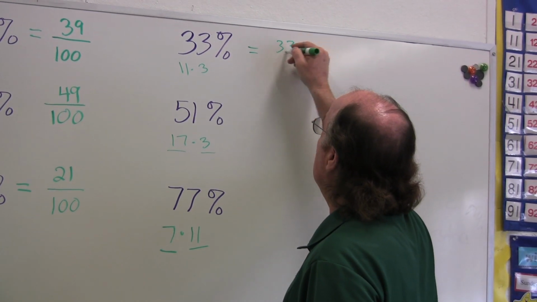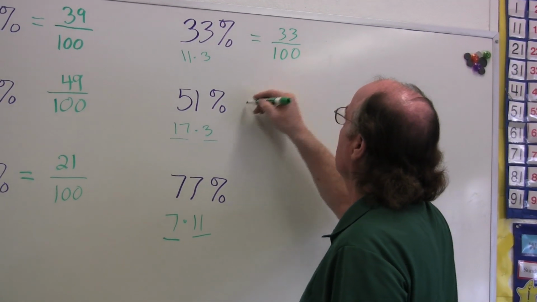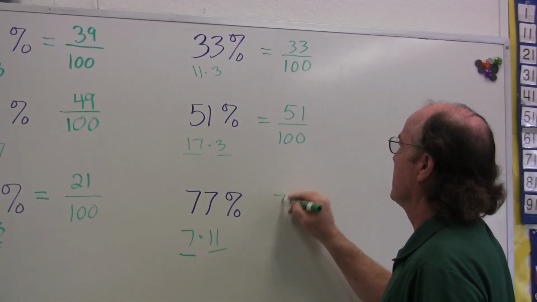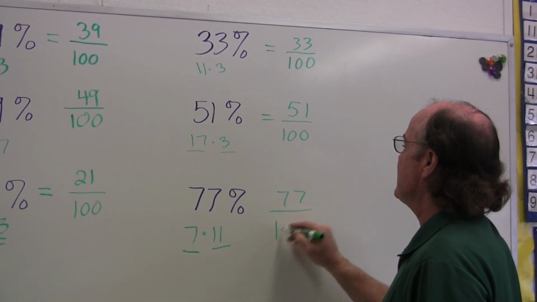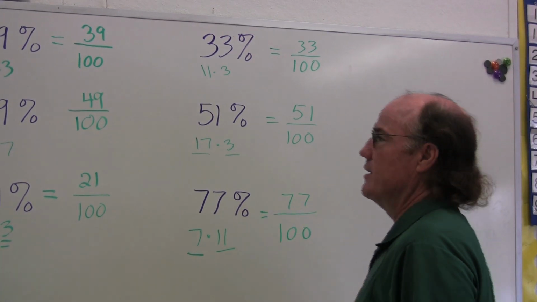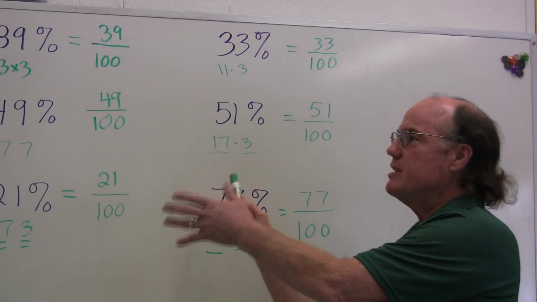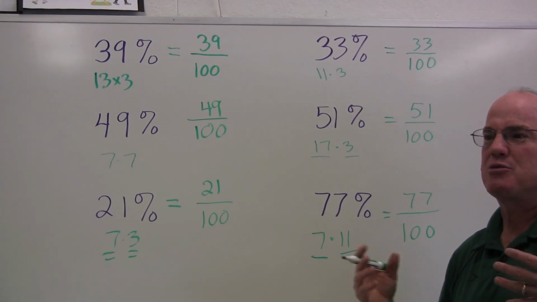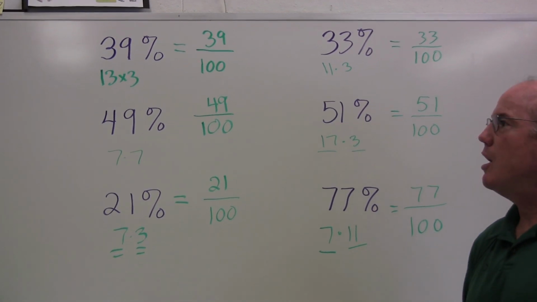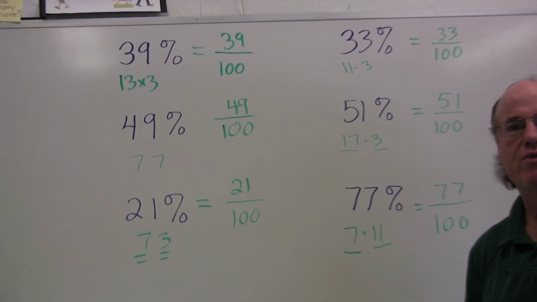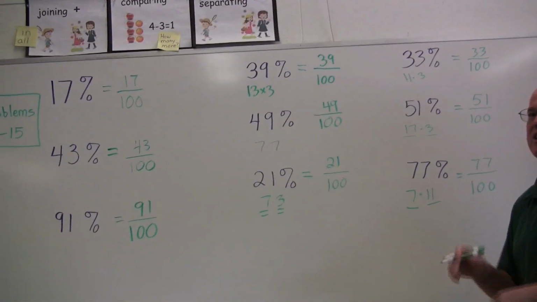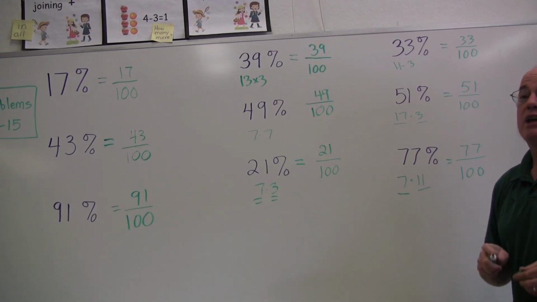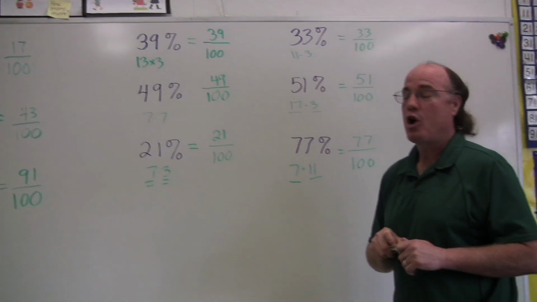So this is 33 over 100, 51 over 100, and 77 over 100. Now, these 9 problems represent the easiest problems to do for numbers 4 through 15. The next stage, we'll get to things where we have to compute a reduction. Okay? All right.